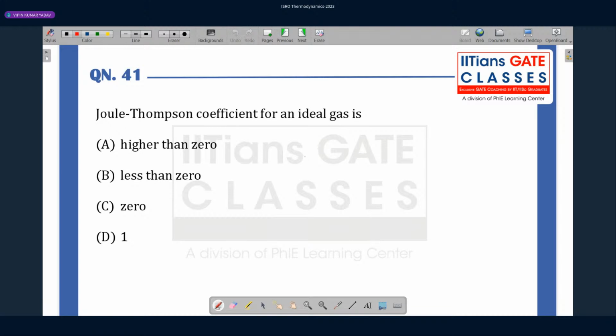Joule-Thomson coefficient, which is mu, is always what? Always 0 for ideal gas. Okay, and it is not 0 for real gas. So for real gases, it is basically a function of temperature and pressure. It could be negative, it could be positive. But for ideal gas, it is always 0. It is always 0. So C is the correct option.